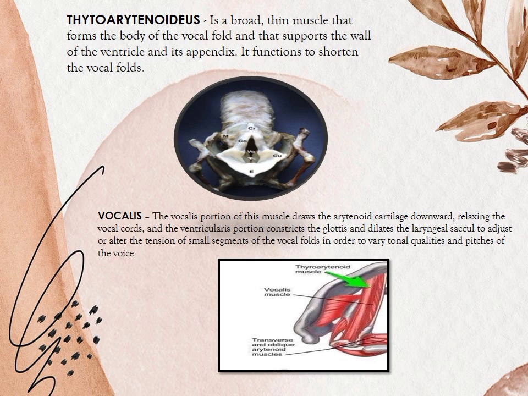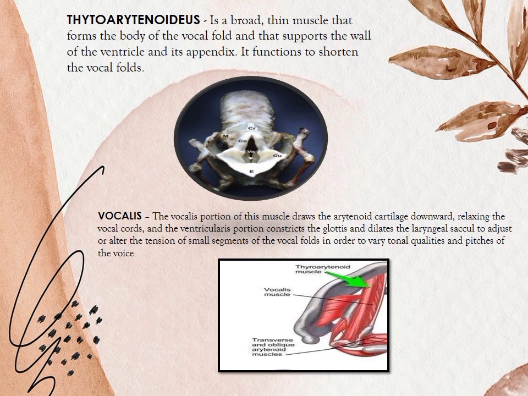And then the next one is the vocalis. Vocalis is a small muscle that is the middle part of the thyroarytenoid. Its origin is in the lamina of the thyroid cartilage. It inserts in the vocal process of the arytenoid cartilage and modulates the tension of the true vocal cords.